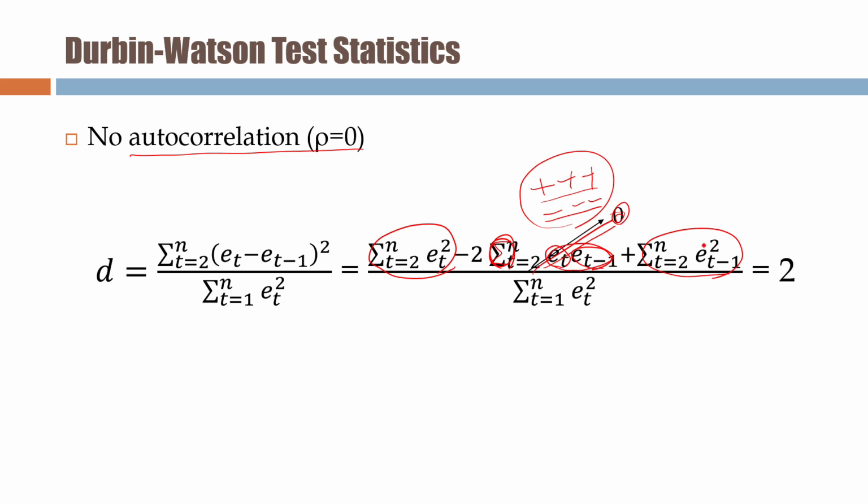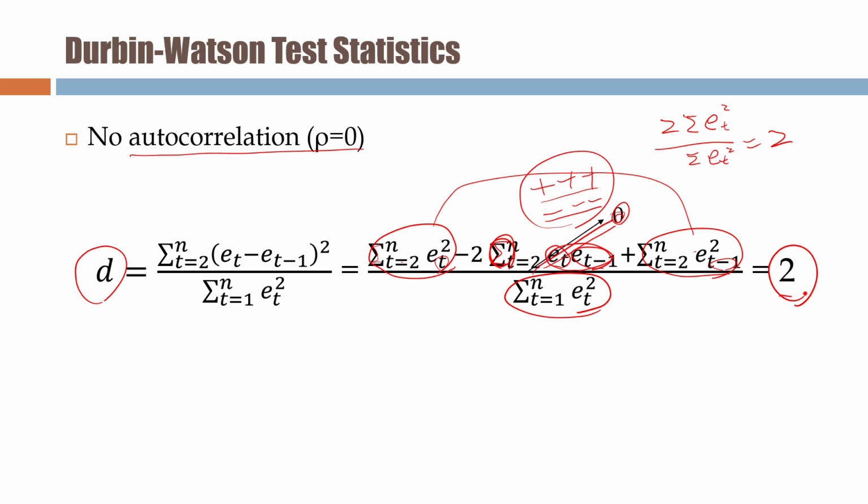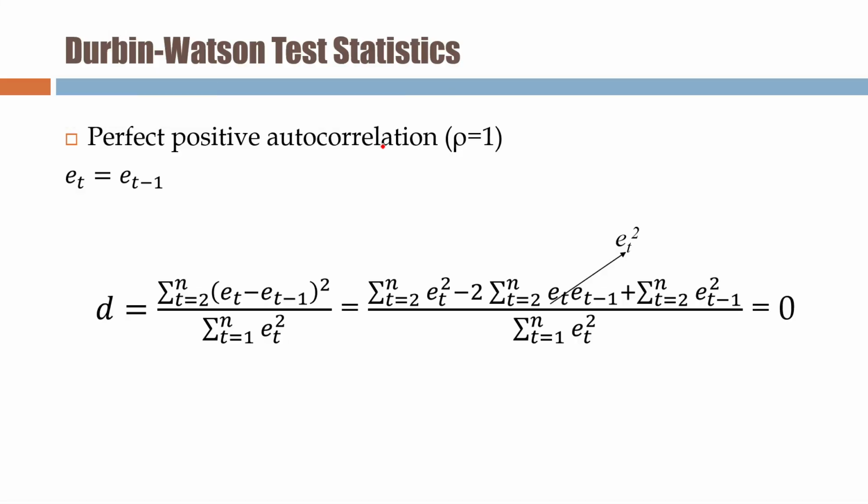But what is the difference? This is just a summation over all time periods. So t and t minus 1, basically these two things are the same thing, right? So adding these two and dividing by the same thing, you have 2 sigma e_t squared over sigma e_t squared. It's just 2. So if you have D as 2, then you can say there is no correlation. What if there's a perfect positive correlation?